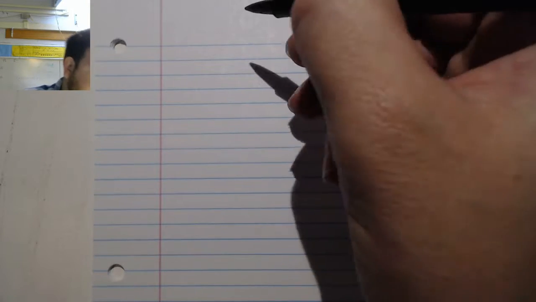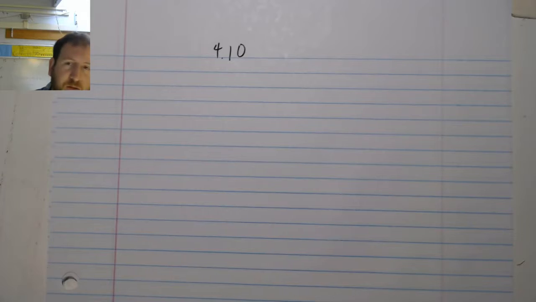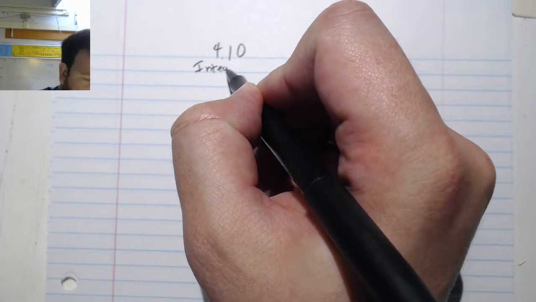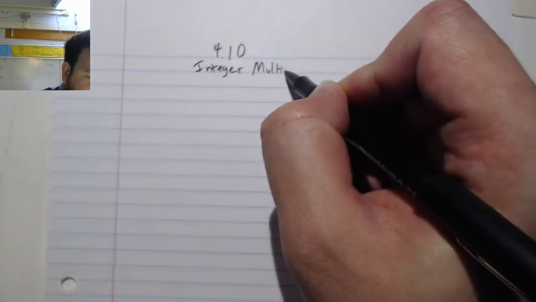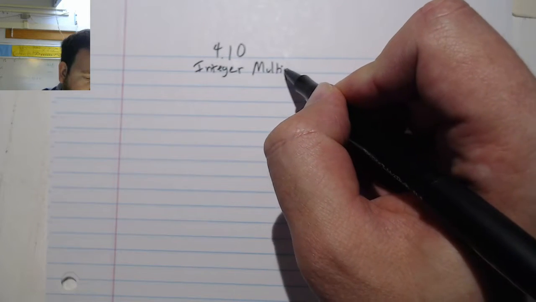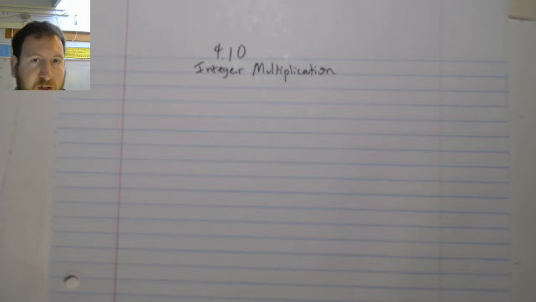All right, we are going to continue on with the next section in our book. We are doing section 4.10. And a lot of this should actually be review, which is nice, because we're going to be talking about integer multiplication. And the big thing that we need to talk about is multiplying negative and positive numbers and how that results.